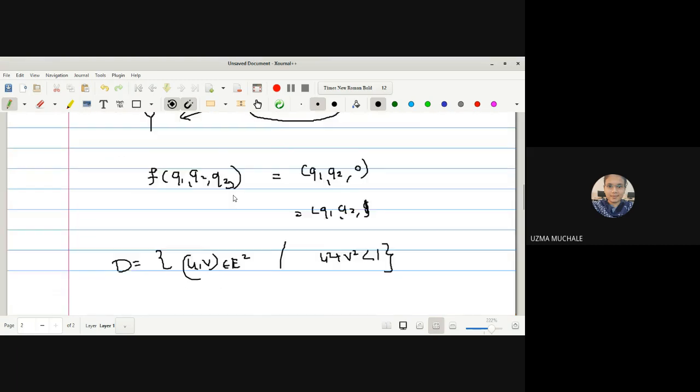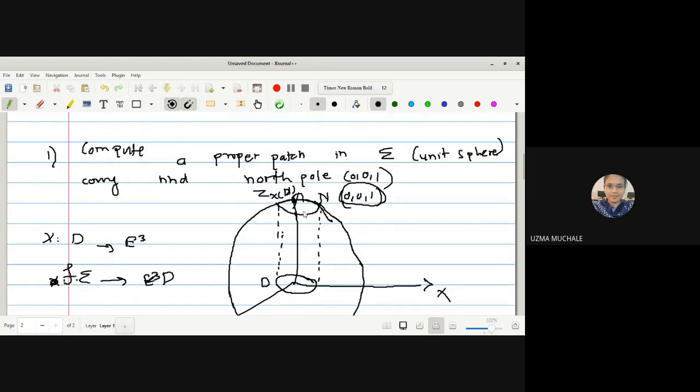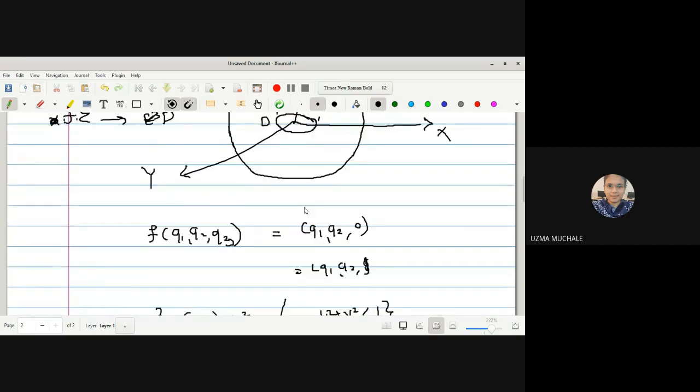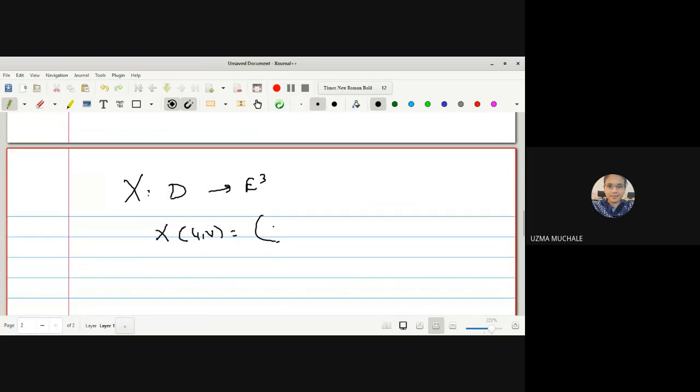In the xy plane you will have u and v. What points will come in the image? u, v and the z coordinate also, right? So u, v. What about the z coordinate? How are you going to write the z coordinate? For that, we will take the help of our sphere.